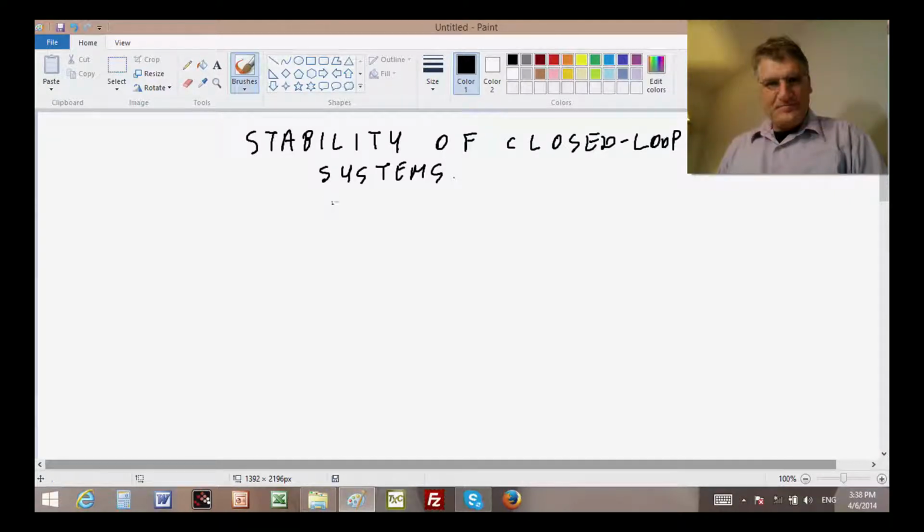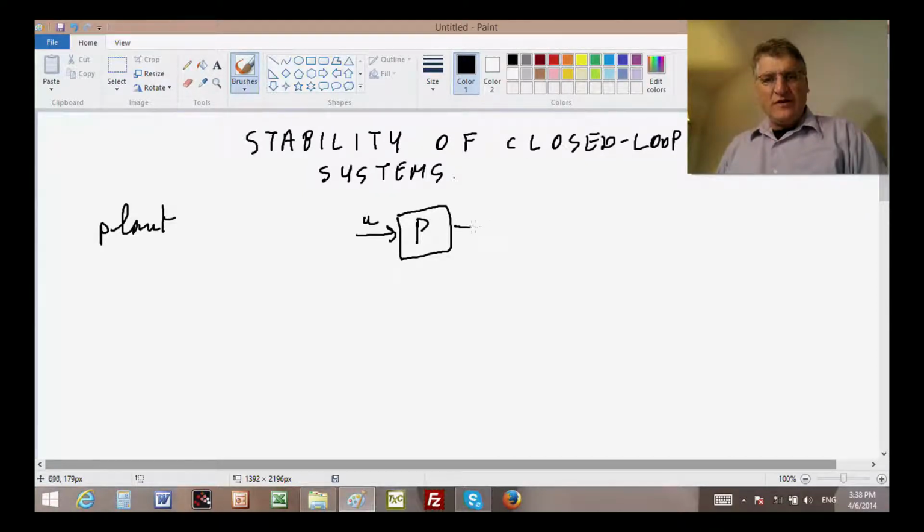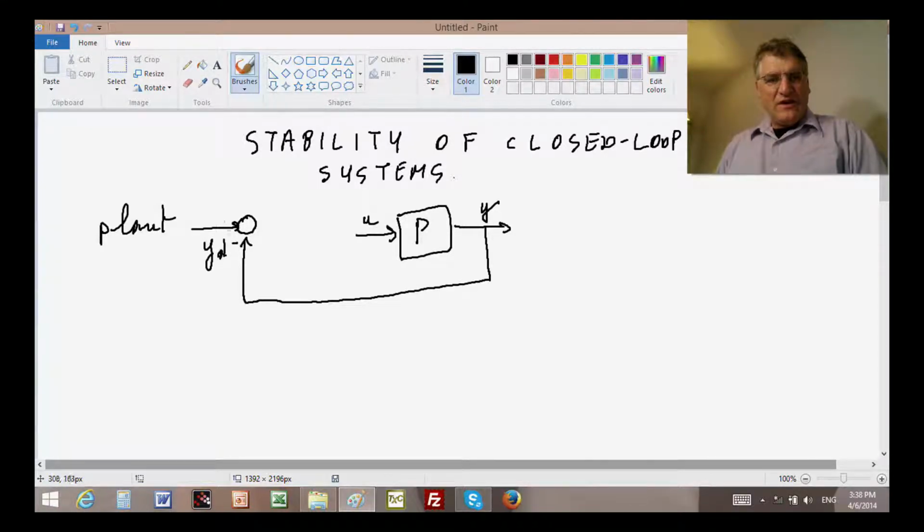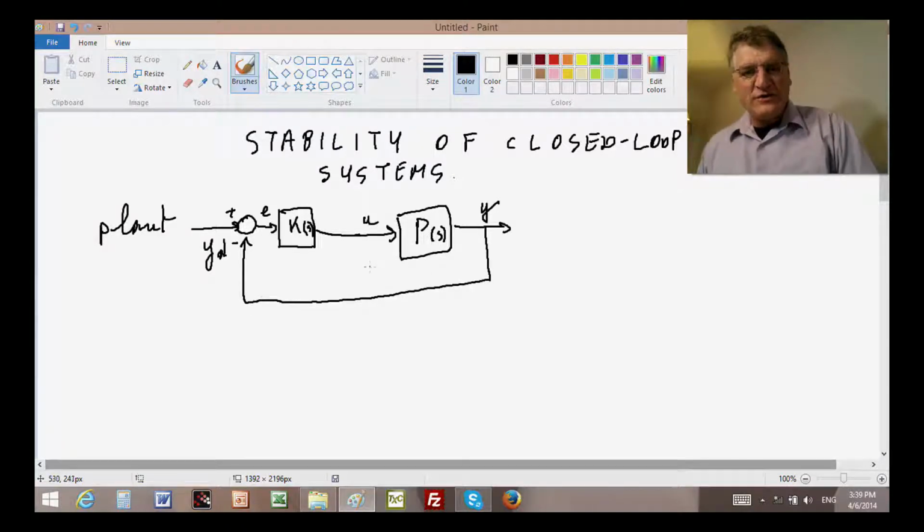So here's how it goes. You are given a plant P. The plant P takes U as input and spits out Y, some output of interest, at the output. As we have already mentioned, we assume that we read this Y and we compare it with a certain Y sub desired in such a way that the error signal is fed into some logic which is a linear controller, so we call it K, like K of S, and P is P of S in the Laplace domain. That's very often how we will talk about them.